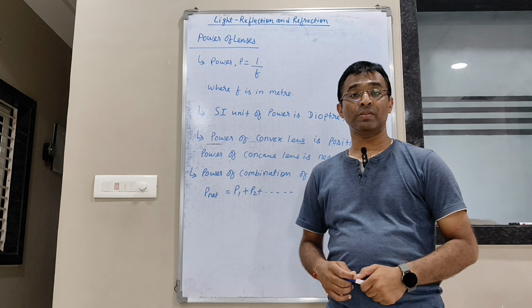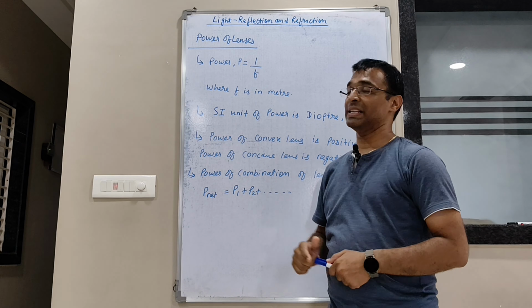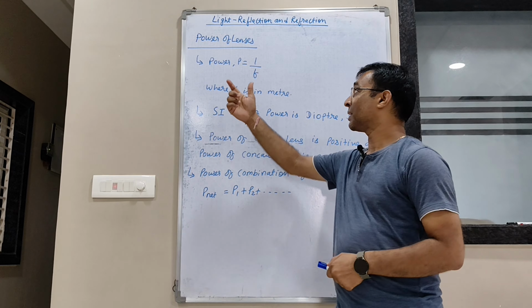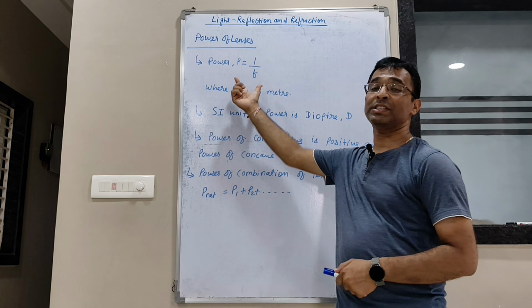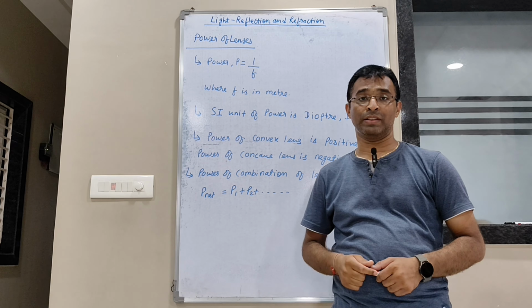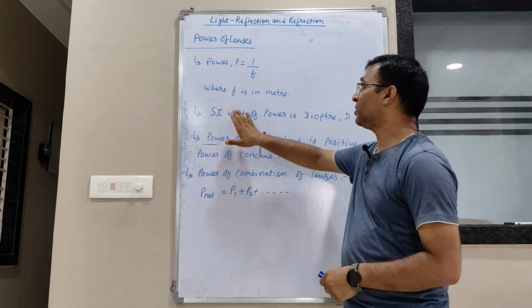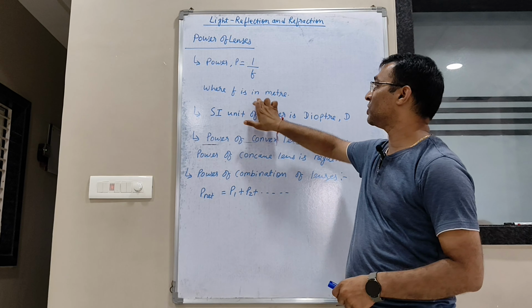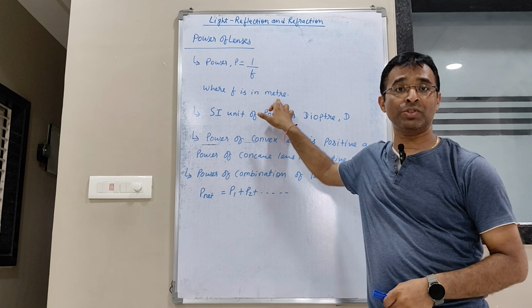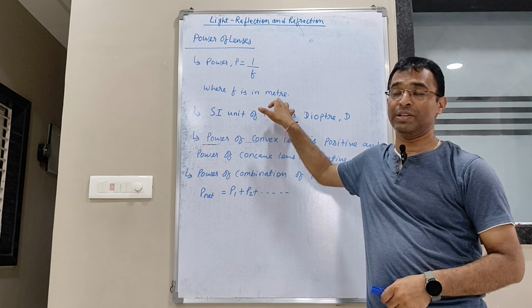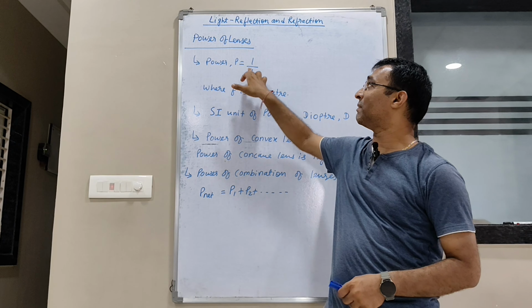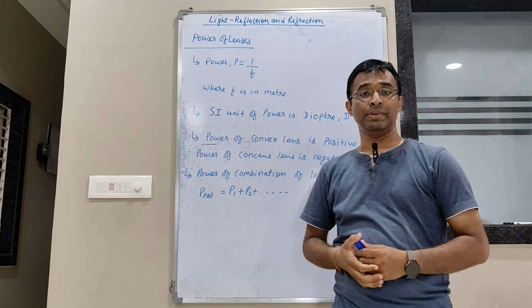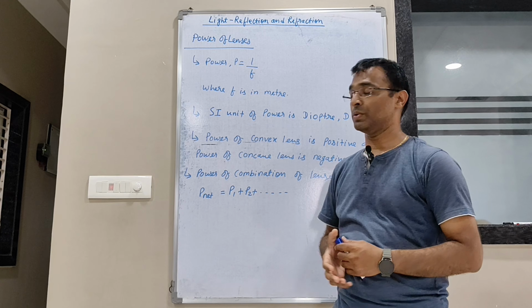On to the last topic of the chapter, power of lenses. Power is the reciprocal of the focal length. But an important point to be noted is that the focal length should be in meters, and should not be kept in centimeters. For calculating power, the focal length required is in meters. So it is a key point to note.